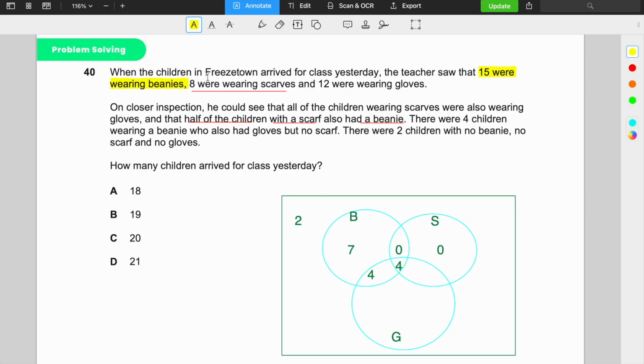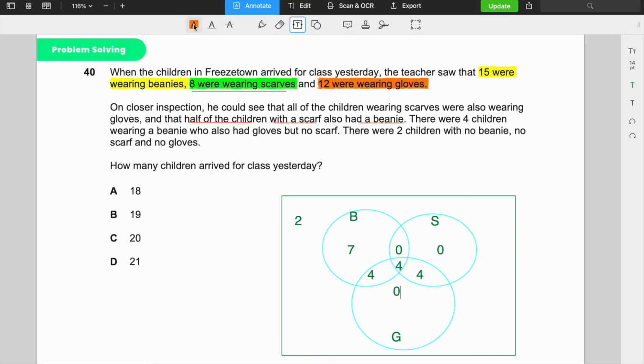Then we can use the next value of 8, we're wearing scarves. So there's 8 in that scarves circle. So that must be equal to 4, which will add up to 8. And then we have 12 wearing gloves, so 12 in the glove circle. I already have 4 plus 4 plus 4 equals 12, so that just means there are 0 students who are only wearing gloves.